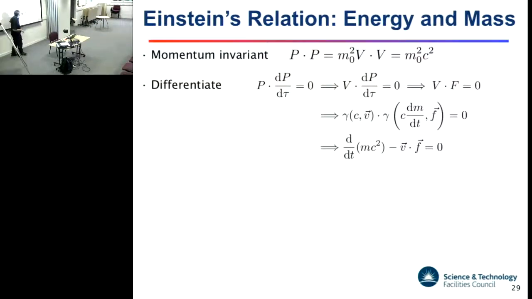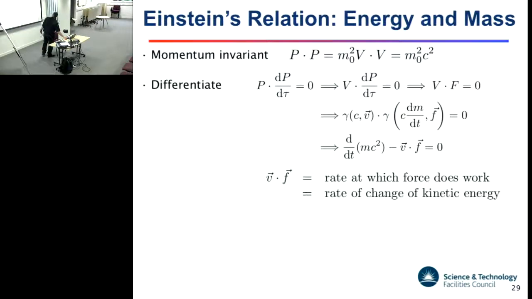So if we multiply that all out, we get the rate of change in the energy. Remember, this is m naught gamma. So the rate of change of the energy is v dot F. Well, we know that v dot F is the work done on the system. So that's just Newton's equation in the 4 velocity case.